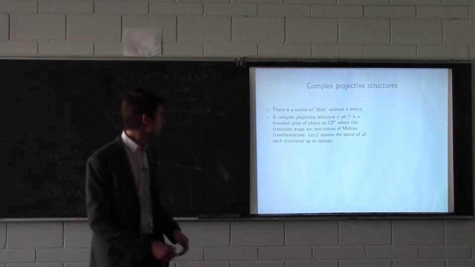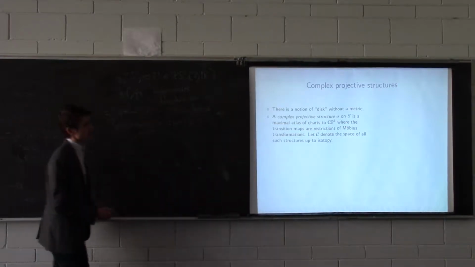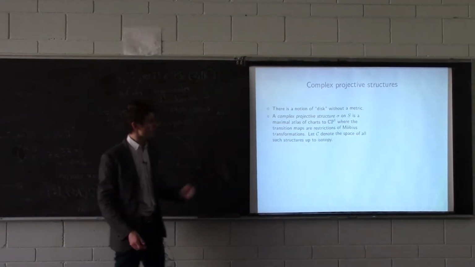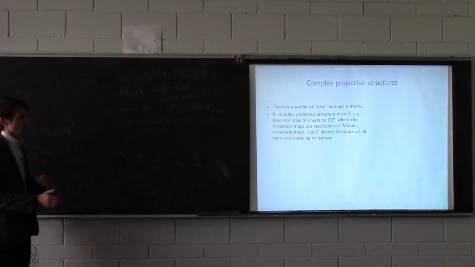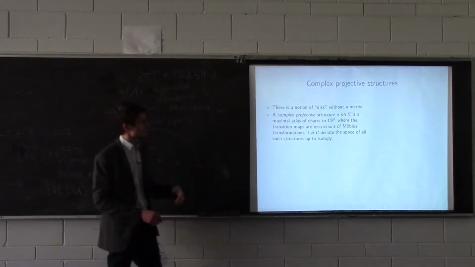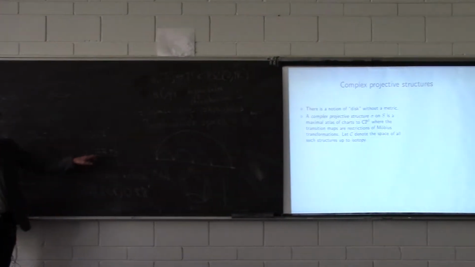To make it as lax as possible, we define a complex projective structure. To do that, we think of a maximal atlas of charts to CP1, to the Riemann sphere, and the transition function between every chart is going to have to be a Mobius transformation. It has to be one of these elements of PSL(2, C) acting in this way.